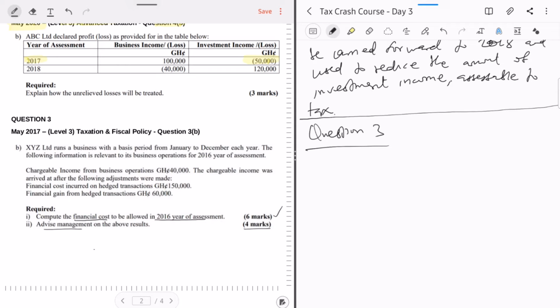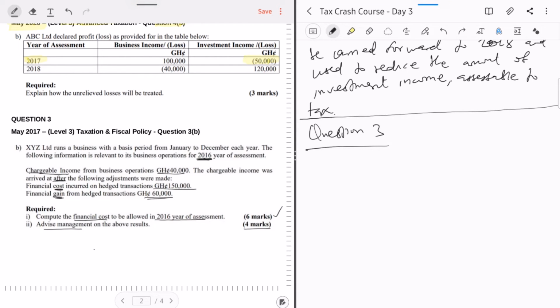XYZ Limited runs a business with a basis period from January to December each year. The following information is relevant to its business operations for the 2016 year of assessment. Chargeable income from business operations is 40,000. The chargeable income was arrived at after, take note, the following adjustments were made. Financial costs incurred on hedge transactions, 150,000. Financial gain from hedge transactions, 60,000. You are required to compute the financial cost to be allowed and then advise management.